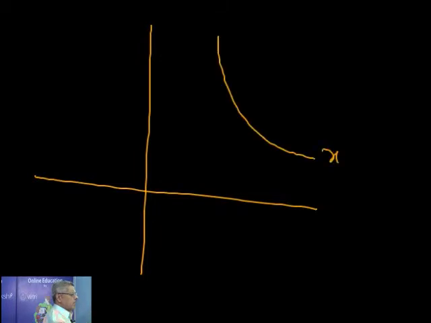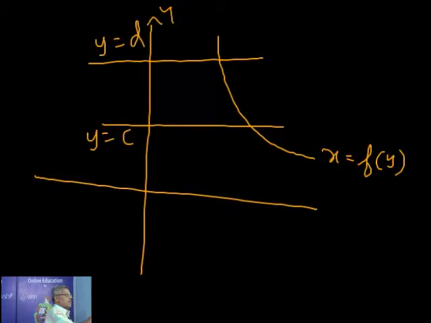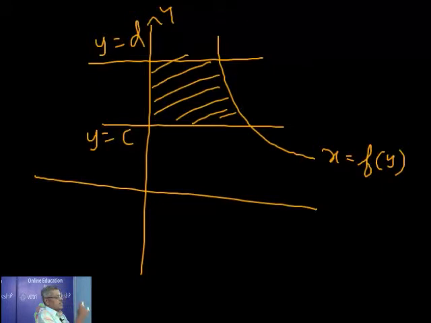Instead, you consider the curve x is equal to f of y. x is expressed in terms of y. You take horizontal lines y is equal to c and y is equal to d. This is our y-axis. This area is rotated about y-axis. Instead of rotating about x-axis, we are rotating the area about y-axis.